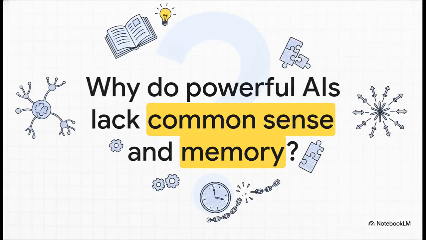But first, let's start with a question you've probably asked yourself. Why is it that these super advanced AIs, the ones that can write code or a beautiful poem, can sometimes feel, well, a little clueless? Why do they forget what you told them 2 seconds ago, or just not get some basic real-world connection? That right there, that's the core problem we're going to tackle.